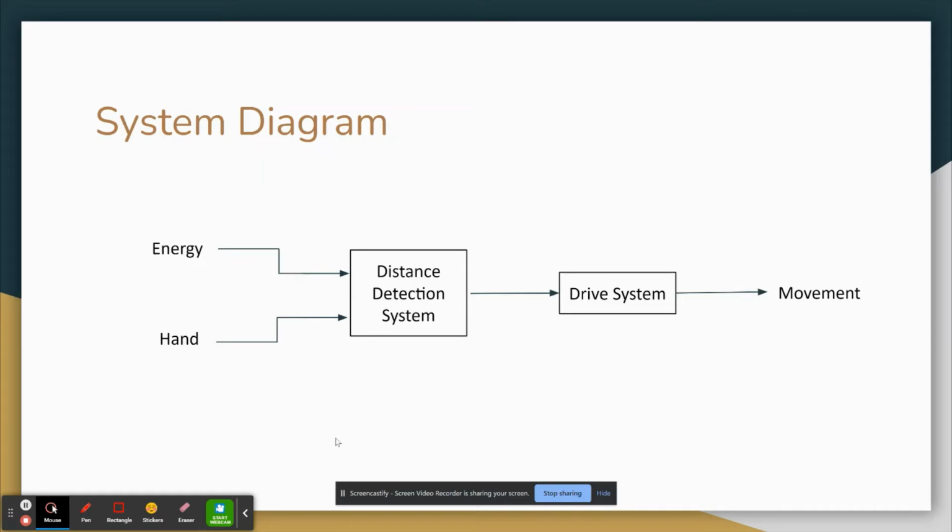So now we move on to the system diagram, which includes how the robot actually works. We had two inputs, energy and the hand motion, which was detected by the ultrasonic sensor. All this input was fed to the distance detection system, which was programmed to detect the distance and reflect back to the ultrasonic sensor, which then went to the drive system, which allowed the motors to operate at a certain speed, which led to movement.